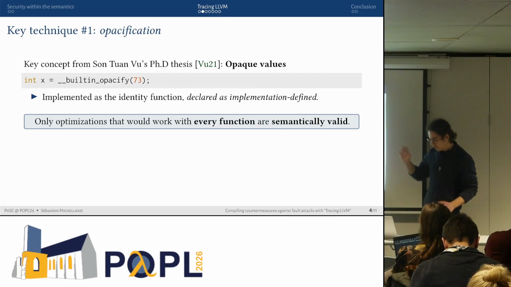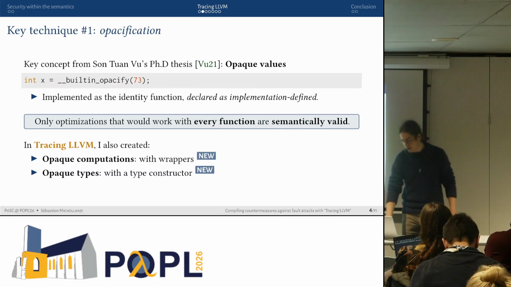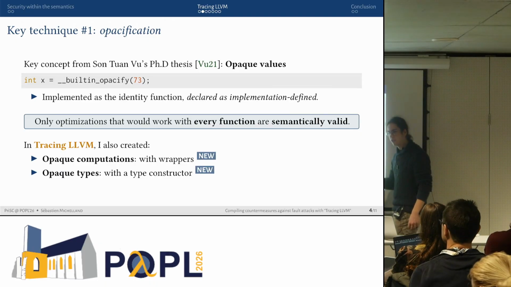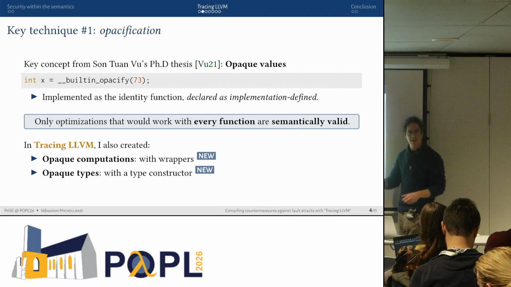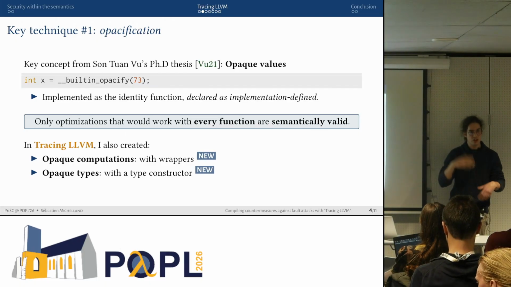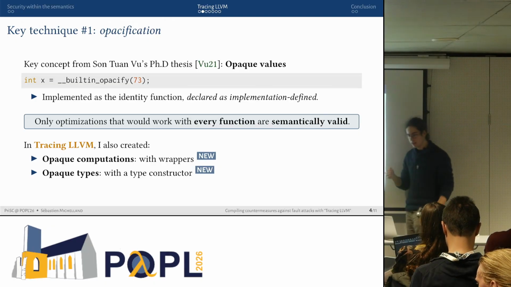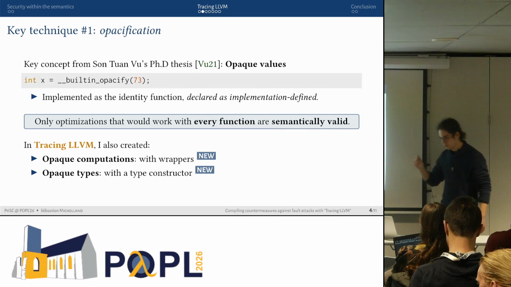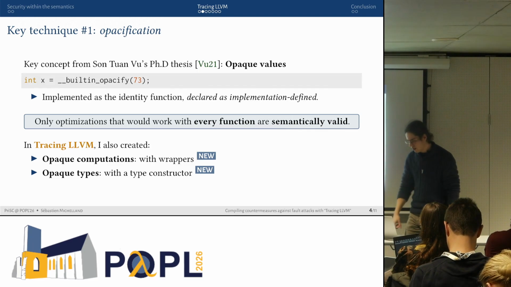And it's a fairly natural idea, so I extended it in Tracing LLVM by adding primitives for opacifying computations, where you tell the compiler what values you're working with, but you don't tell it what you're computing. Addition, subtraction, multiplication, could be anything. And also one primitive for opacifying types that I won't be talking about too much.